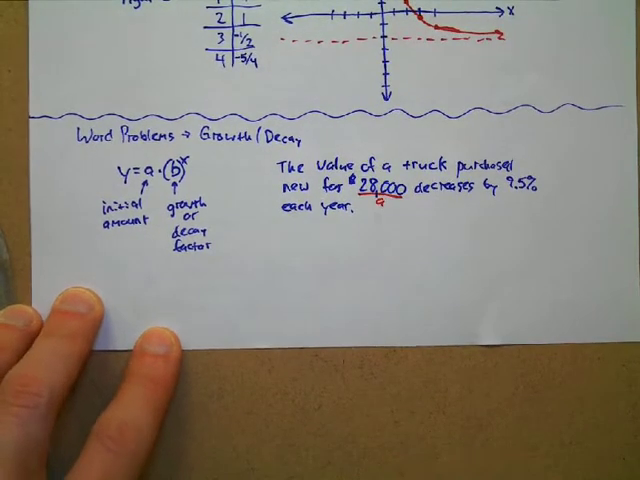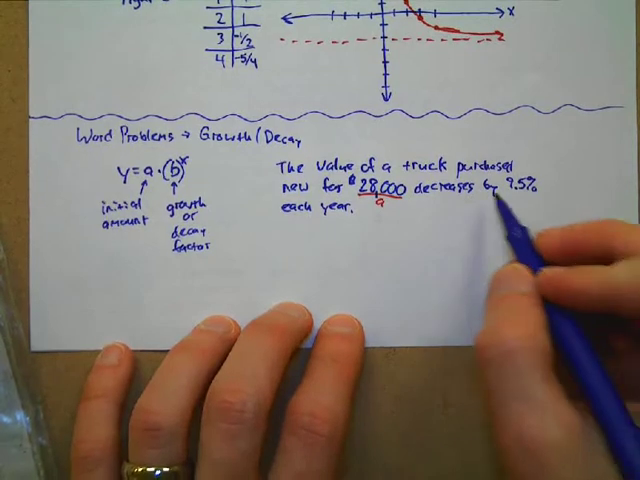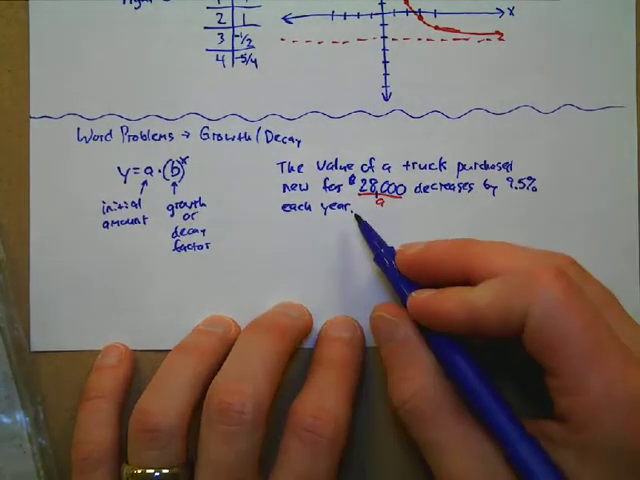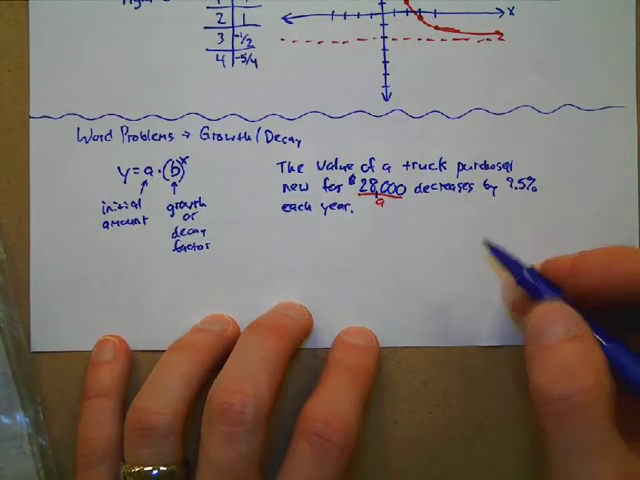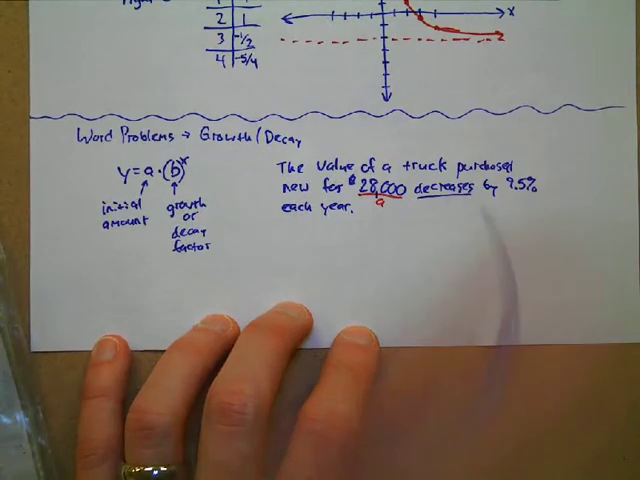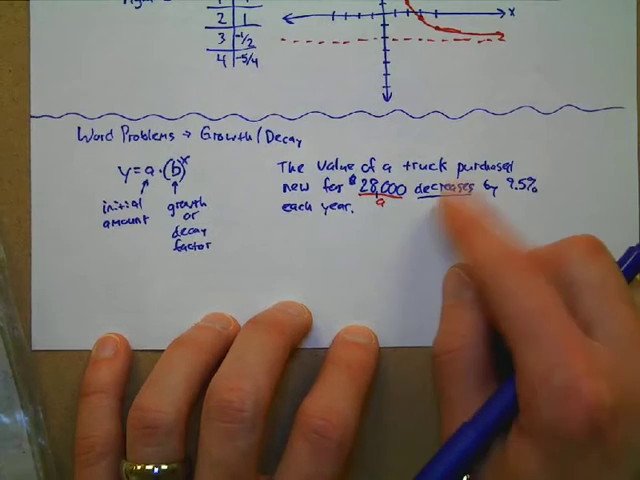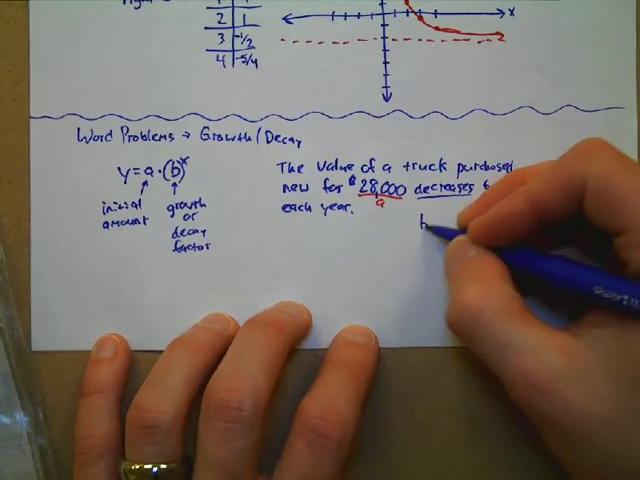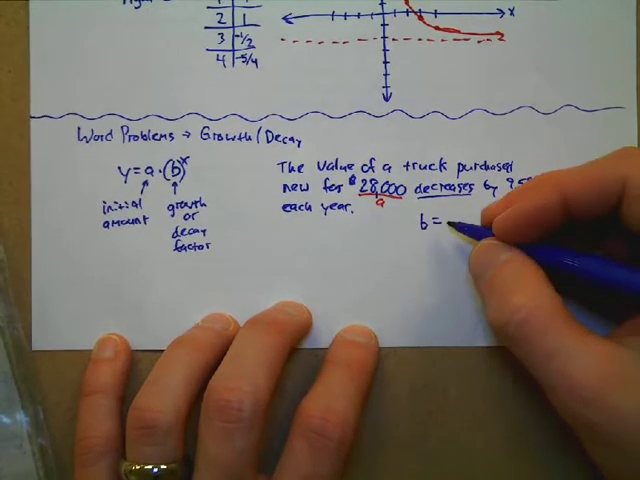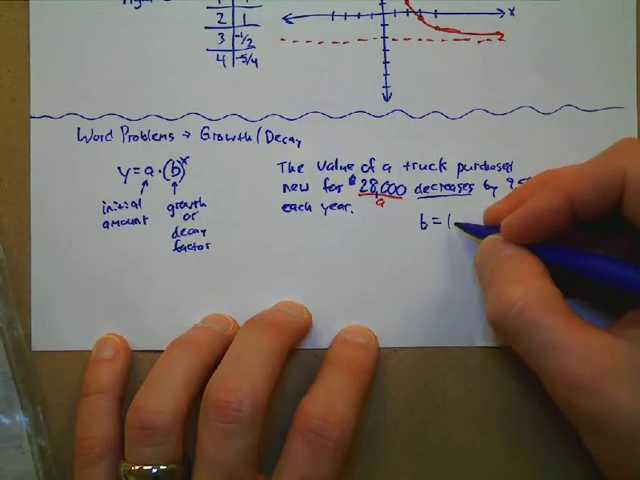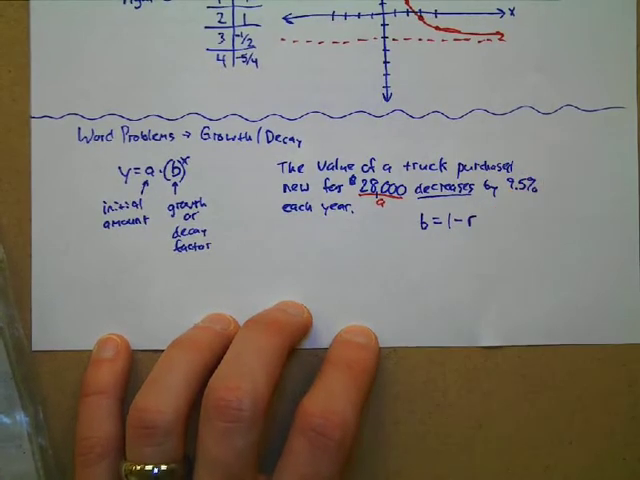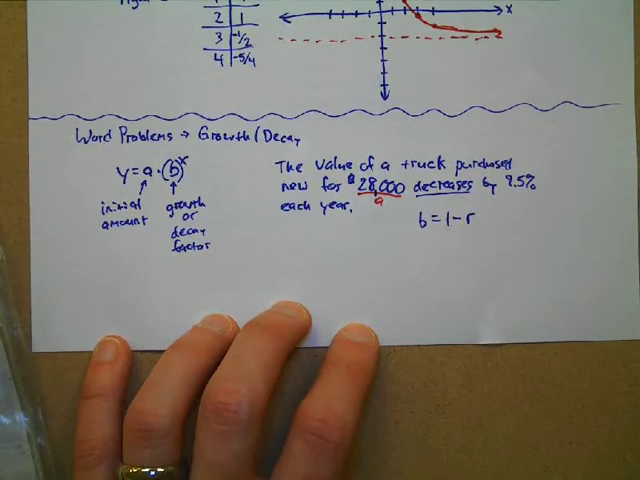So we're going to decrease by 9.5% each year. How do we factor that in? Since it's a decrease, that means our B is going to be a growth factor or a decay factor. Decay, because we're decreasing in value. So B won't be equal to 1 plus R. B is going to equal 1 minus R.